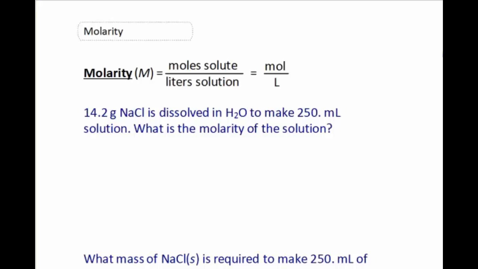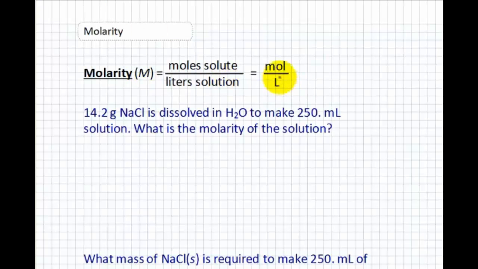The other way that we express concentration very commonly in chemistry is with molarity. And molarity, or that capital M, is just how many moles of solute we've dissolved per liter of solution. So seeing that capital M can always be replaced with moles per liter. If we saw 5.0 molar, that means the same thing as 5.0 moles per liter.